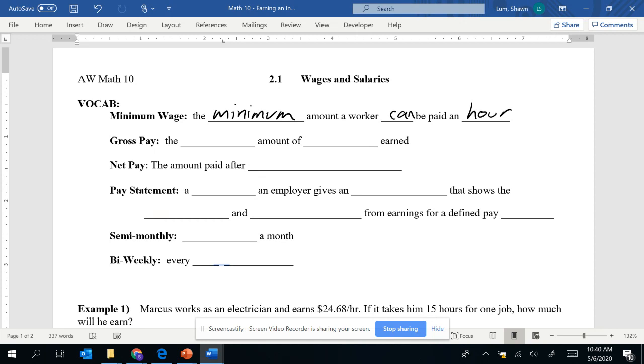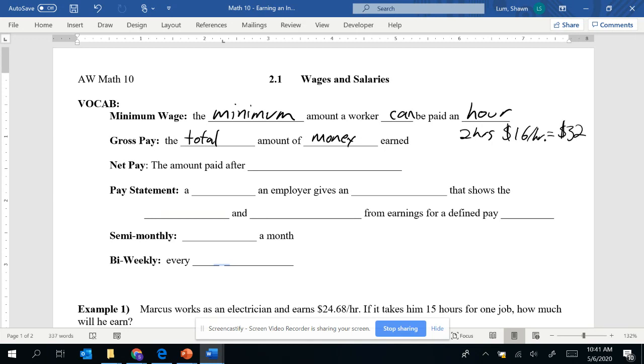Anyways, our next one is gross pay. It is the total amount of money earned. So for example, if you worked for 2 hours and you get paid $16 an hour, then your gross pay would be $32.